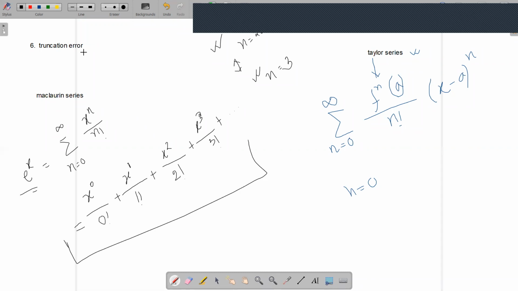Okay, sir. But sir, I don't know the infinite value. So how will I compare the two values, sir? I will compare with the best approximate, N is equal to 20. The best I can. Okay, sir.